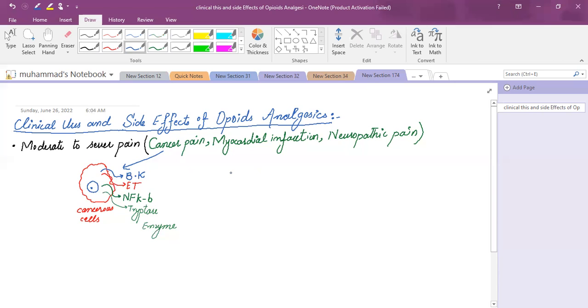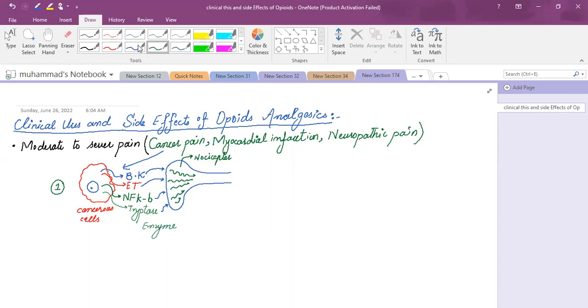Suppose this was the neuron containing the nociceptors. So all these chemical mediators will activate their receptors. In this way, the pain is transmitted through neurons containing nociceptors. This was about the cancer pain.